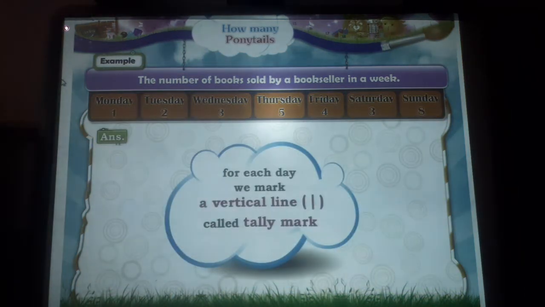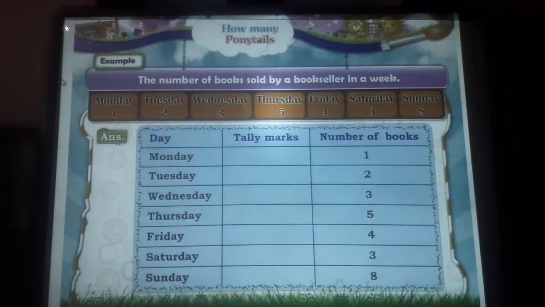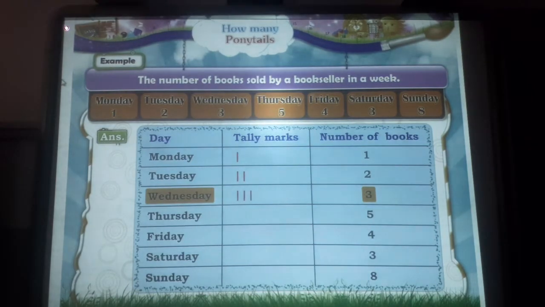Here, for each day, we mark a vertical line called tally mark against the number of books sold by a bookseller. Here, on Monday, books sold is 1. Therefore, put 1 vertical line. For Tuesday, put 2 vertical lines. For Wednesday, put 3 vertical lines since the number of books sold is 3.